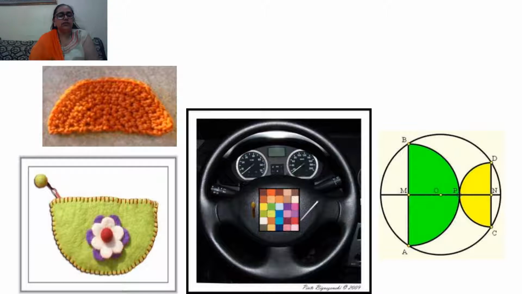We also see a semicircular kneaded piece. The pouch is also a semicircular region, and in the steering of the car, you see that there is a horizontal line which divides a circle into 2 parts. Each part is called a semicircle. And in this figure you see green and yellow colored semicircles. If we cut the circle through the diameter, we get 2 semicircular regions.